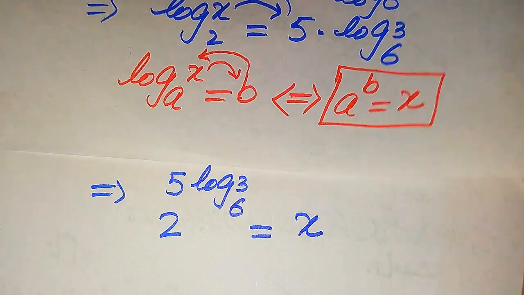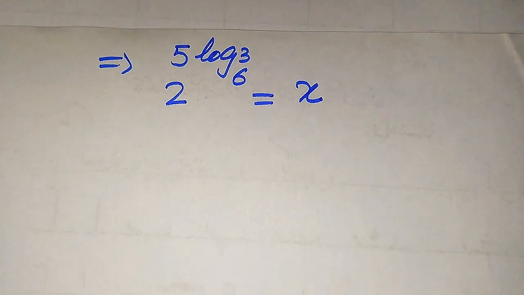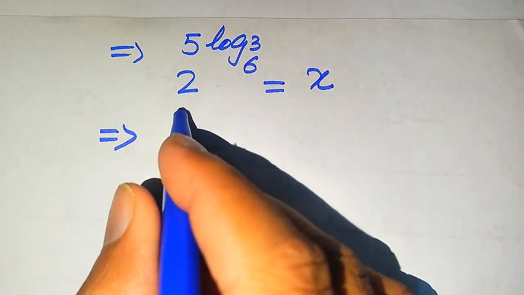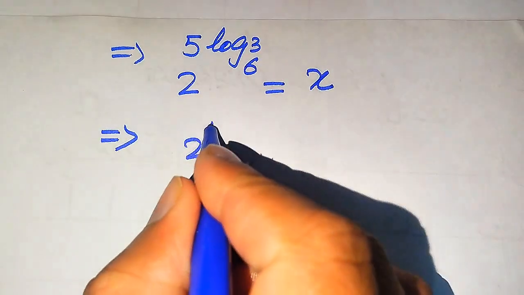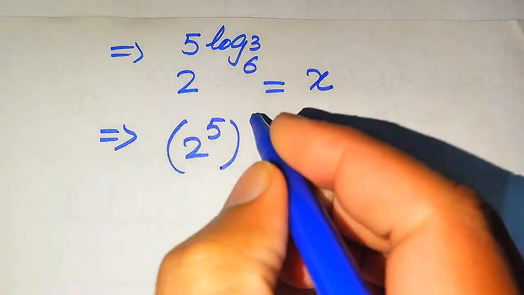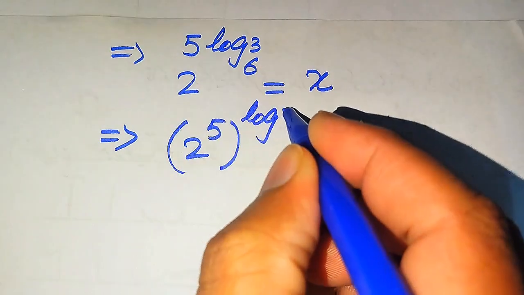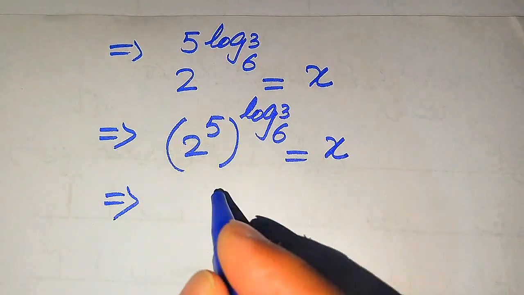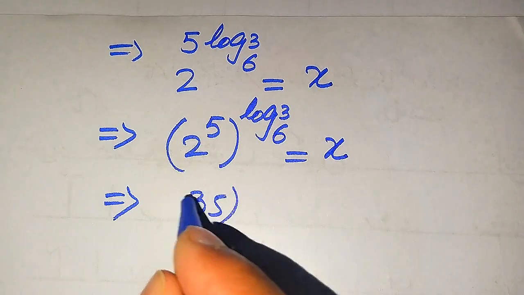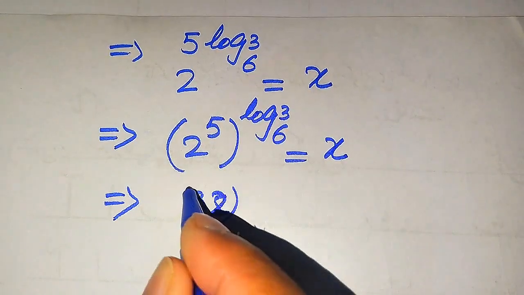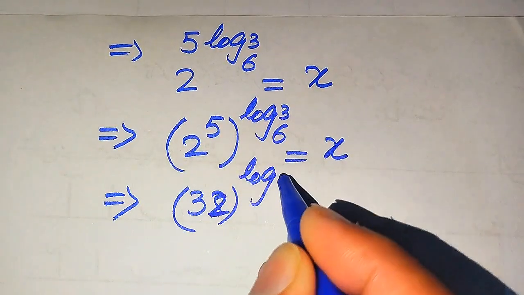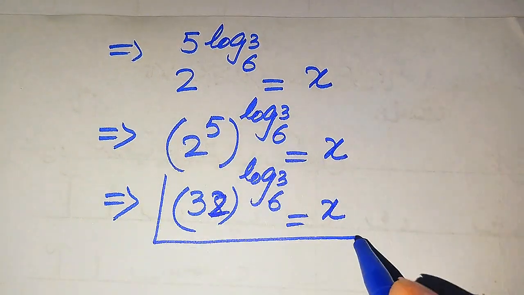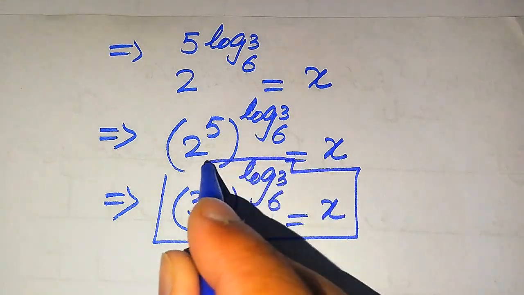Okay, because here our target is to find the value of x, so here we easily get the value of x. So now here we need to move this 5 inside the term, and it will be written as 2 to the power of 5 and its whole power is log of 3 with base 6 is equal to x, and we know that 2 to the power of 5 is equal to 32. This will become 32 to the power of log 3 with base 6. So this is the value of x which we get here in this question.